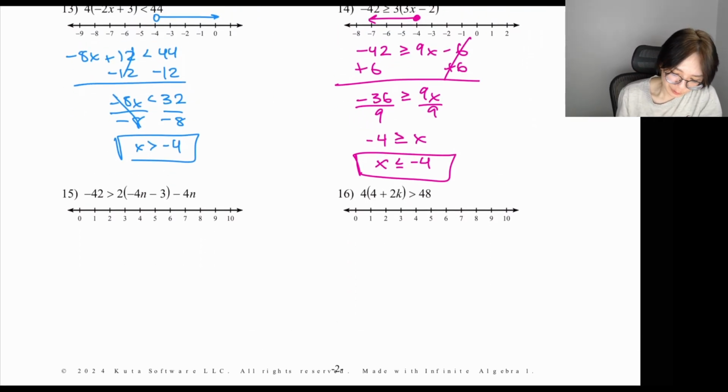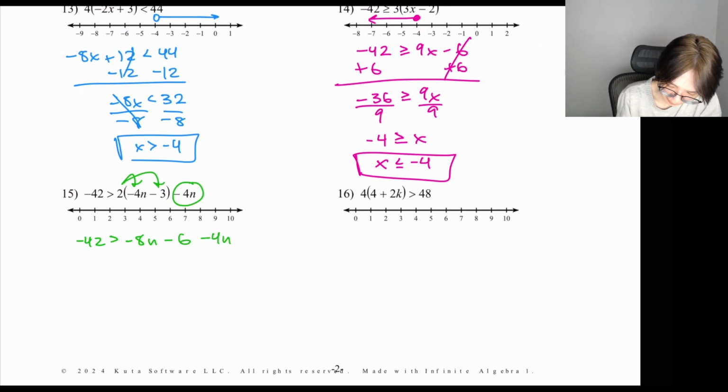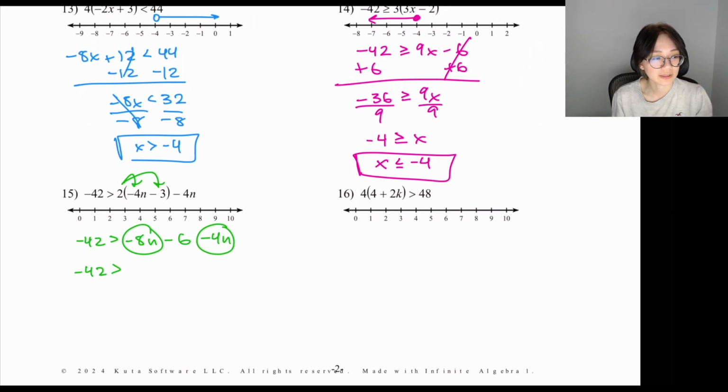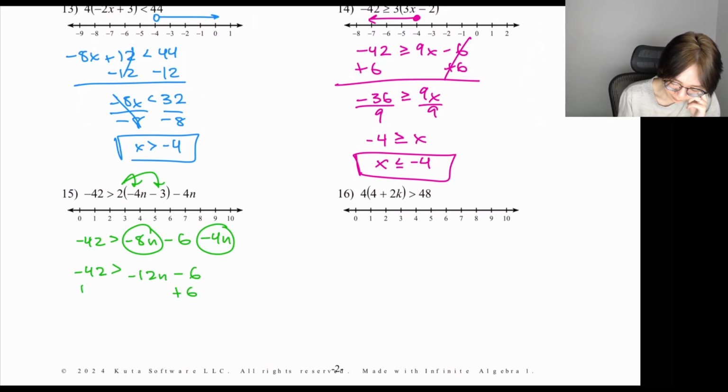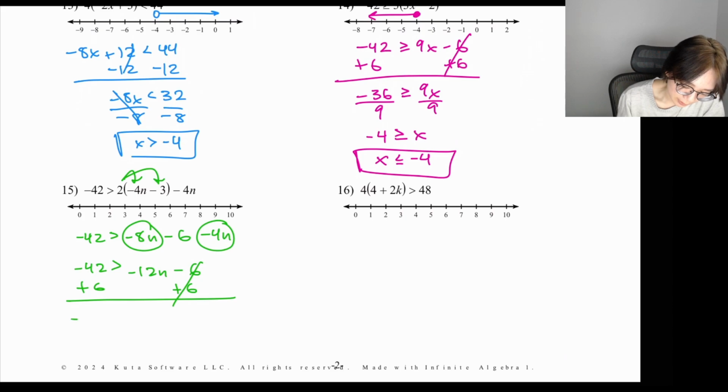Almost done. Some more distribution to do. Negative 42 greater than 2 times negative 4n, negative 8n, minus 2 times 3, 6, and tack on the rest of it, minus 4n. We got some like terms we can combine here, so I'm just going to do it right now. Negative 42 is greater than negative 8 minus 4 is negative 12n minus 6. Add 6 to both sides to get rid of that one, to try to get n alone. Negative 42 plus 6 is negative 36.